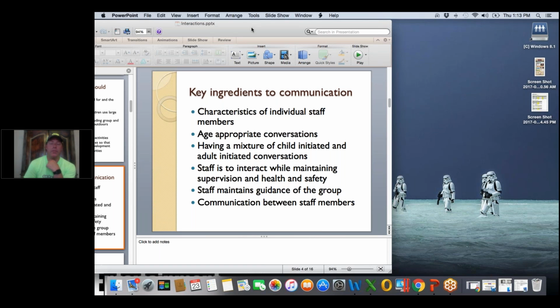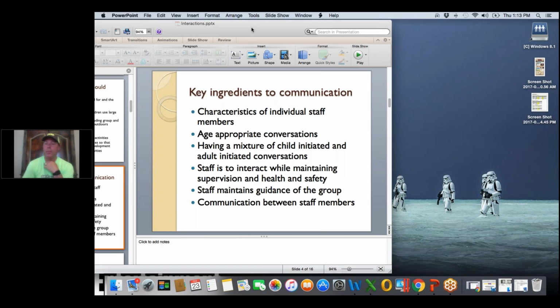Again, we talked about the mixture of child-initiated versus adult-initiated conversations. I think I've mentioned this before, that you're constantly asking open-ended questions. I challenge y'all to eliminate yes or no questions from your vocabulary. For every question out there, there's a way that you can ask it in an open-ended way. An open-ended question means that you have to give a sentence as an answer, not a yes or a no.